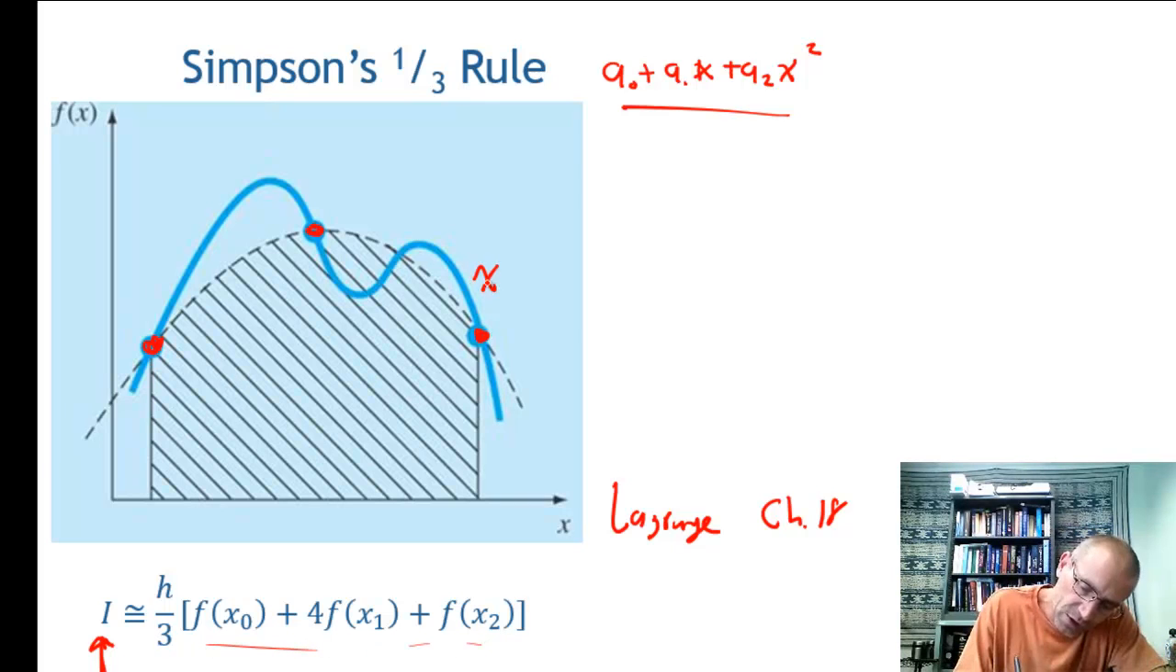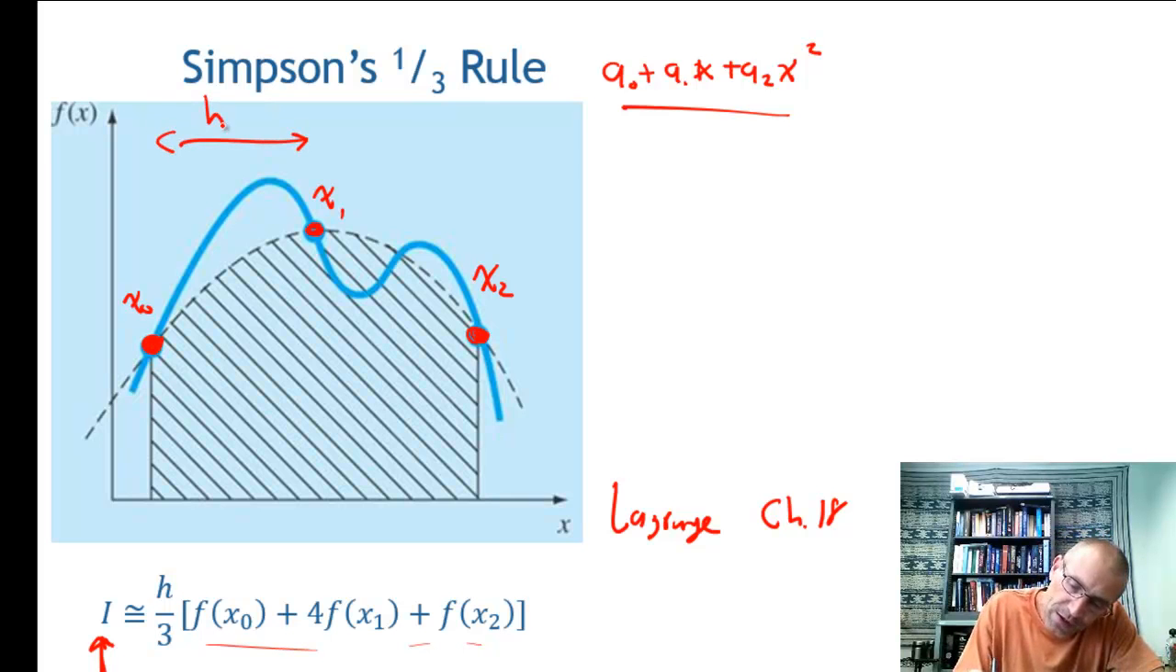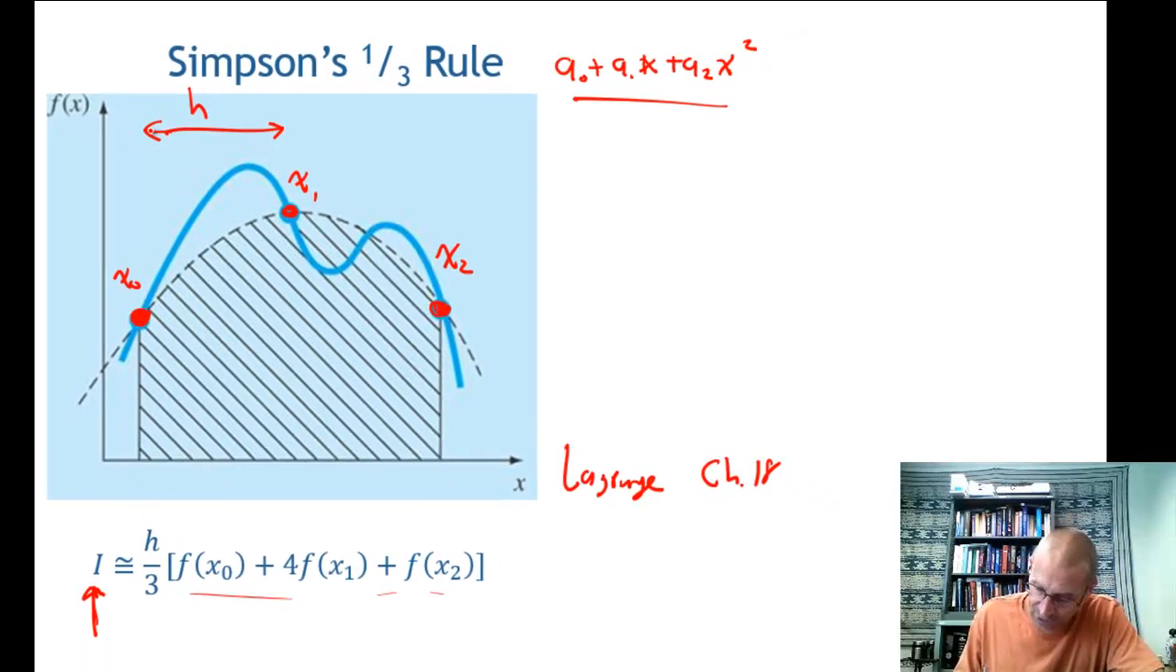So back at my picture, this right over here is considered x2, that's x1, and this is x0. So I evaluate my function. I'm taking the value of the function there, 4 times the value there, and then I'm going to add the value there, and then I'm going to go ahead and divide it by 3. And the whole thing is multiplied by h. h is the distance between 2 data points. We're assuming at this point all of our data points are equally spaced, and so that is h.